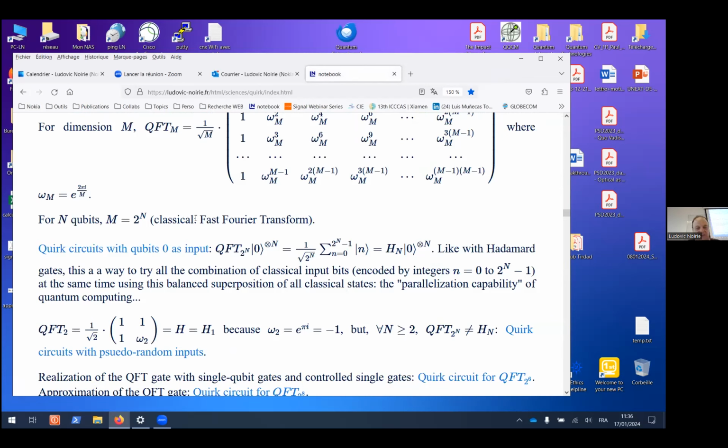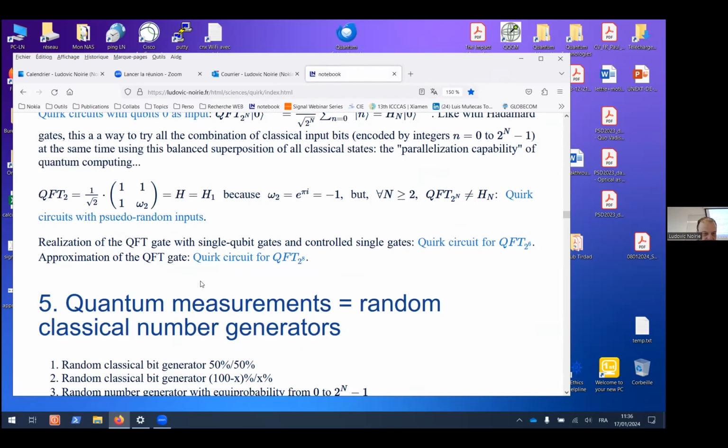It is also used quite a lot in quantum computing.